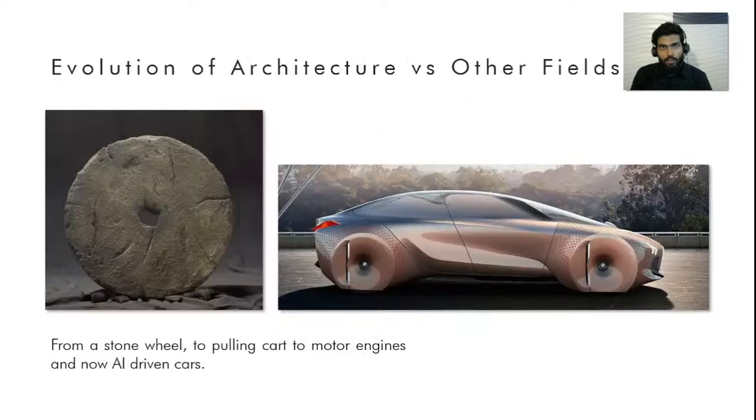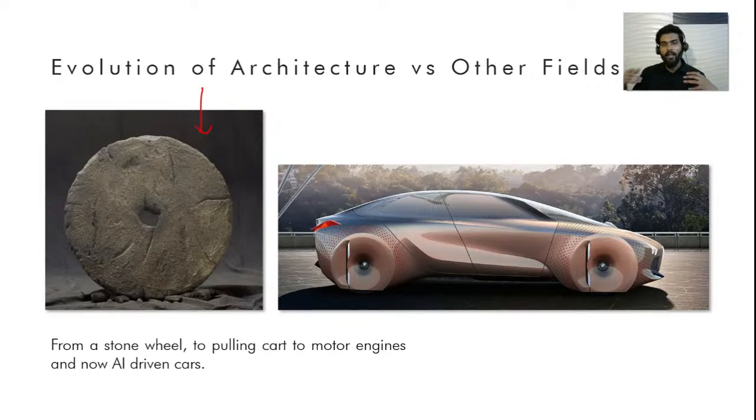Let's also talk about the evolution of automobiles for a moment and see how other fields are evolving when compared to architecture, and how architecture evolved and how other fields have evolved. Is there a difference in the evolution? Is the graph the same for all the fields, or is architecture lagging behind somewhere? That is what we have to understand, and see if there is a gap and how exactly we can bridge it.